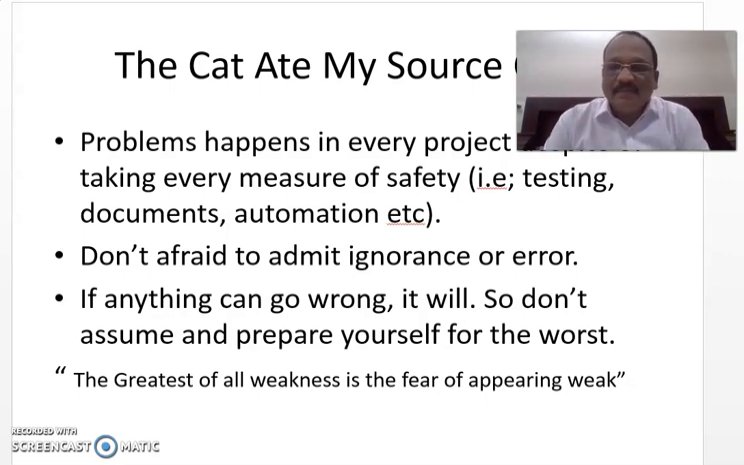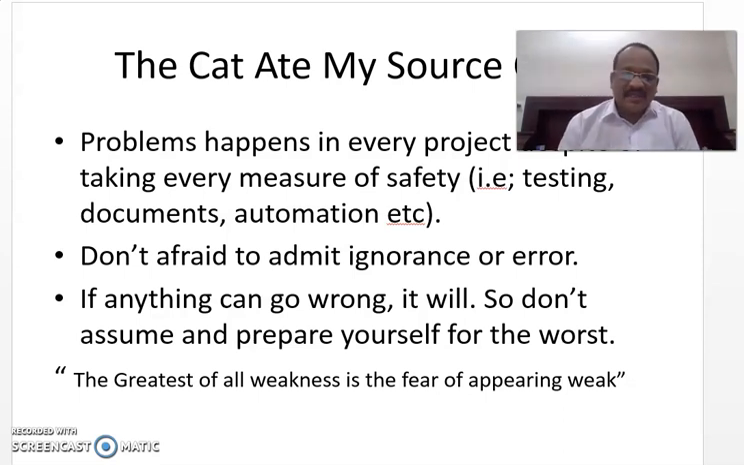The cat ate my source code. Problems happen in every project, despite taking every measure of safety, testing, documents, automation, etc. Problems can happen in any of these, even design and development. Don't be afraid to admit ignorance or error. A pragmatic programmer is never afraid to admit ignorance. If anything can go wrong, it will. So don't assume, and prepare yourself for the worst.